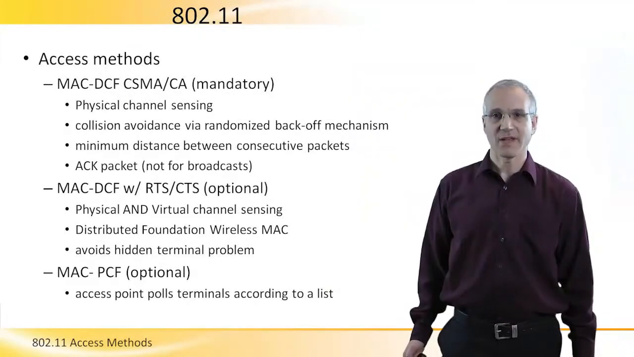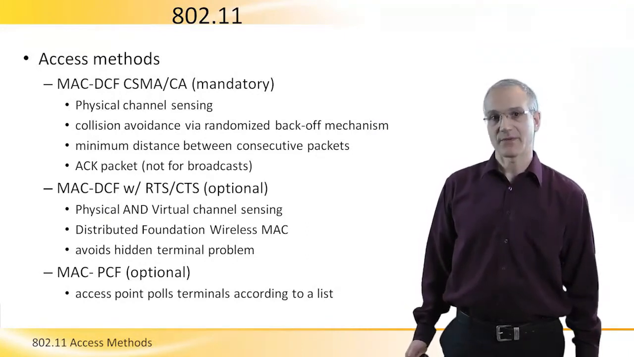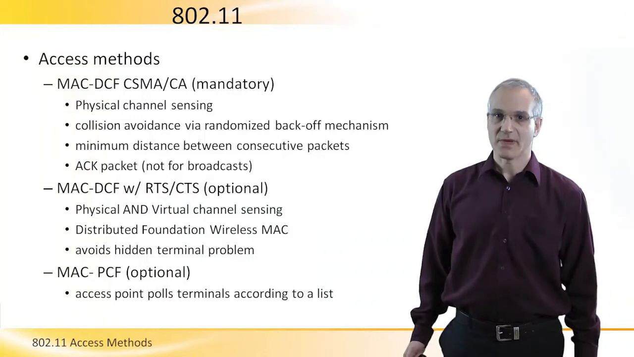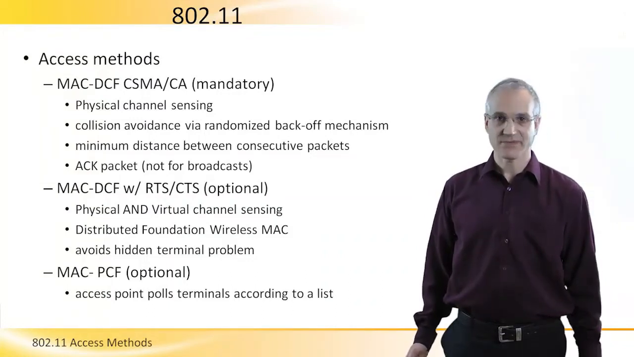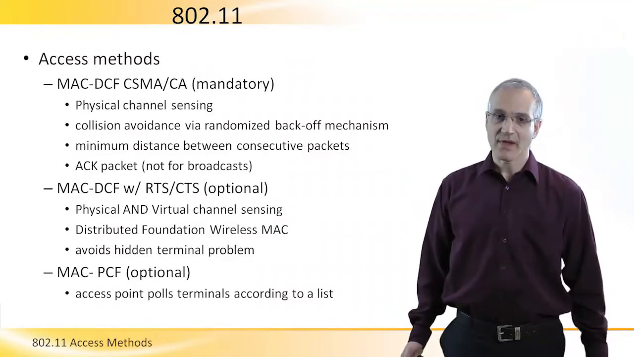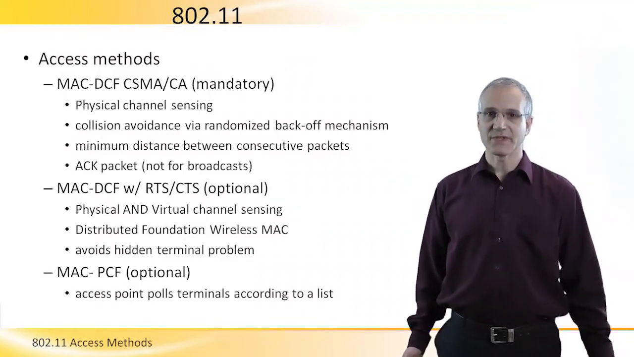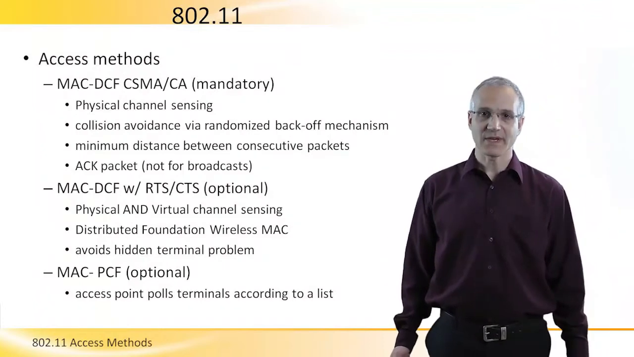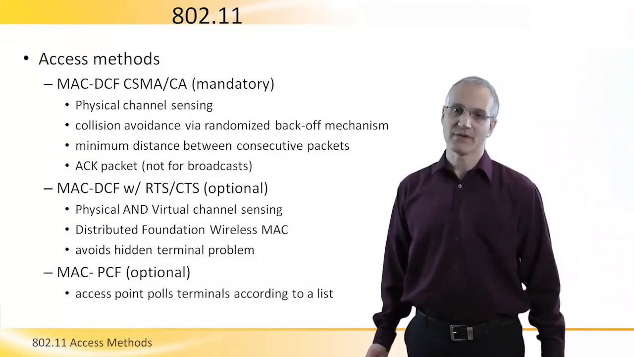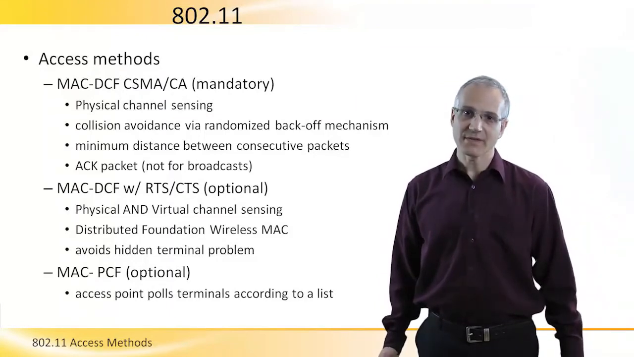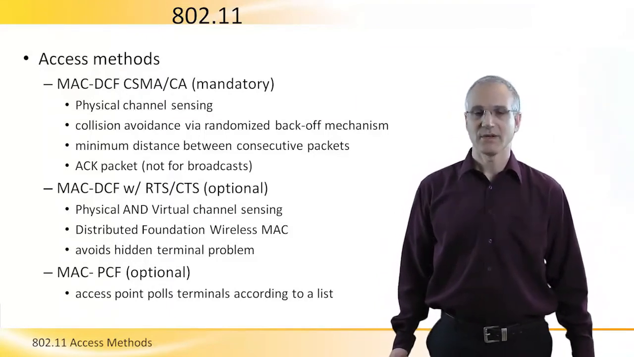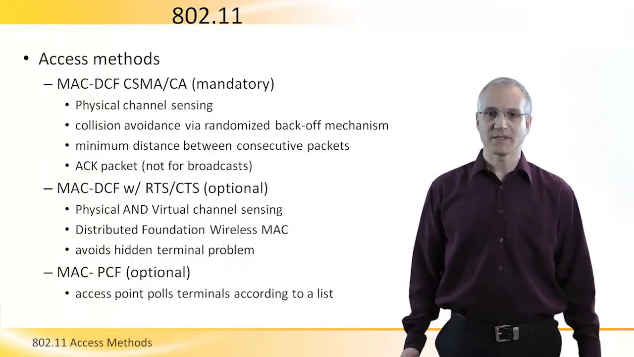IEEE 802.11 is the standard used in Wi-Fi networks. The standard defines three access methods. The mandatory one uses CSMA-CA, as we described before. The other one uses a version of CSMA-CA with request to send and clear to send signals, as I will explain shortly. And then there's an optional polling mode where the access point polls the terminal according to some list.